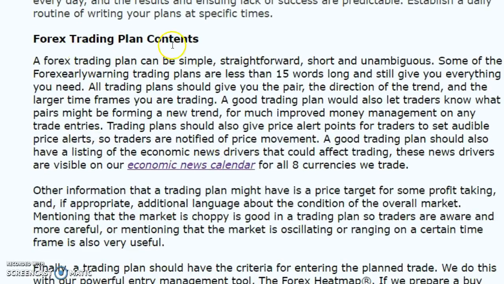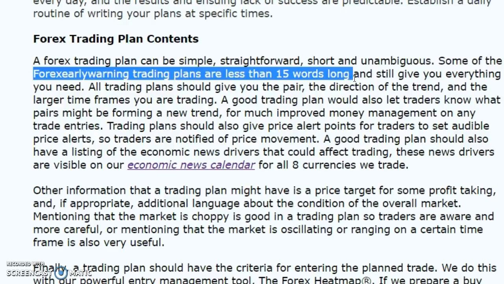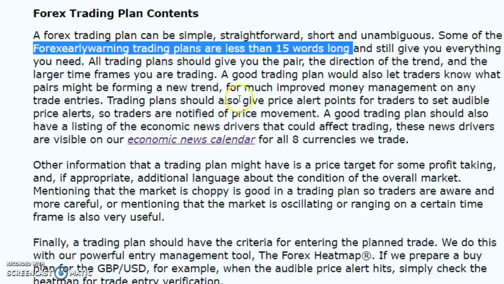Okay, the Forex trading plan contents: very simple, very straightforward. At Forex Early Warning, some of our trading plans are less than 15 words long, and it has everything you need to trade with. We have seen some trading plans out on the web that are very long, occupy half a page, but they don't tell you how to ever enter the trade. They just go on and on about Fibonacci retracements, and that's not how you can ever trade any market.